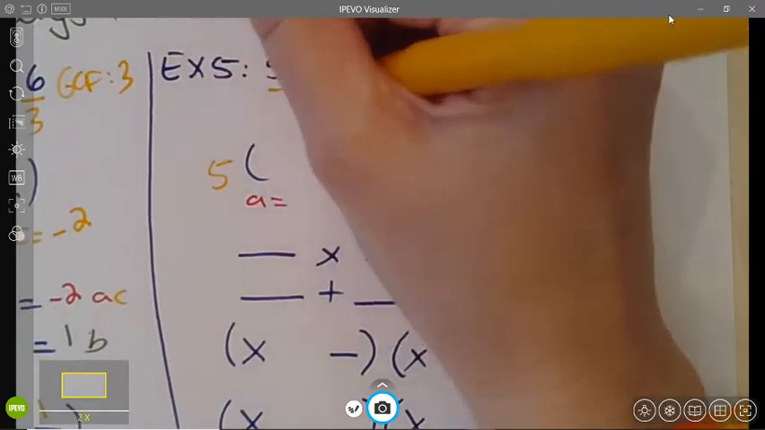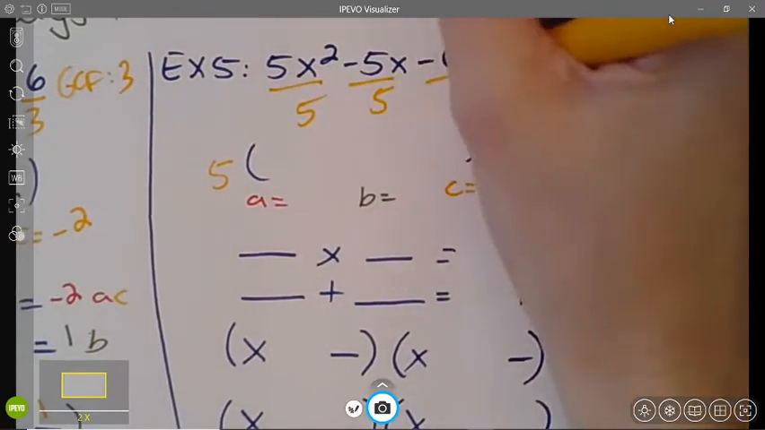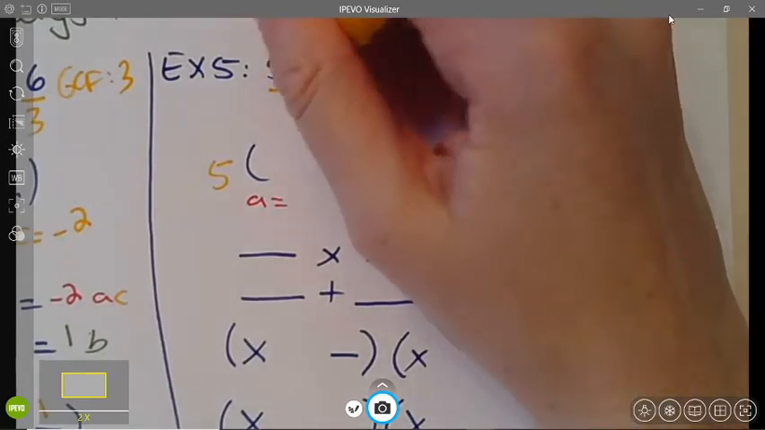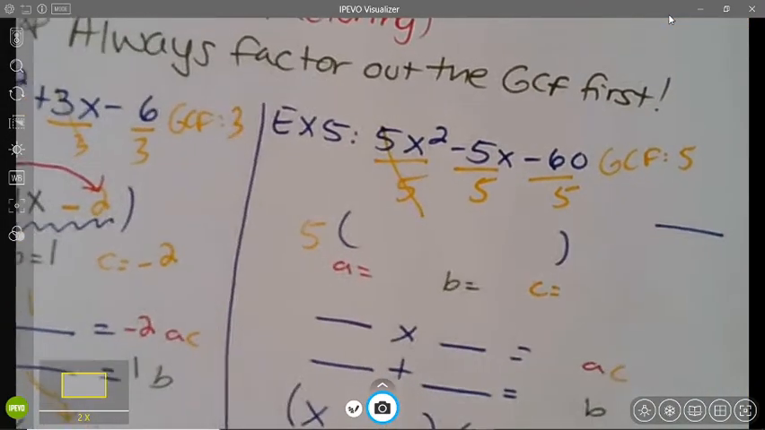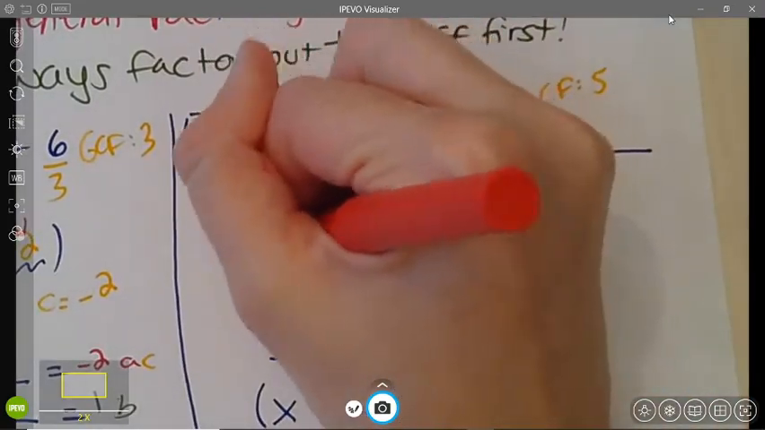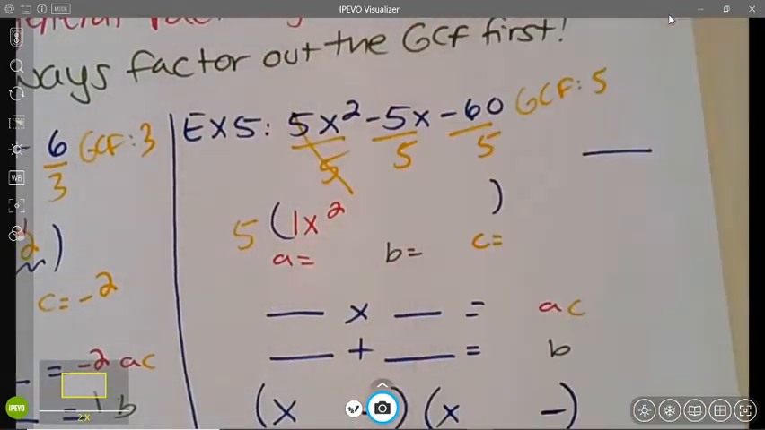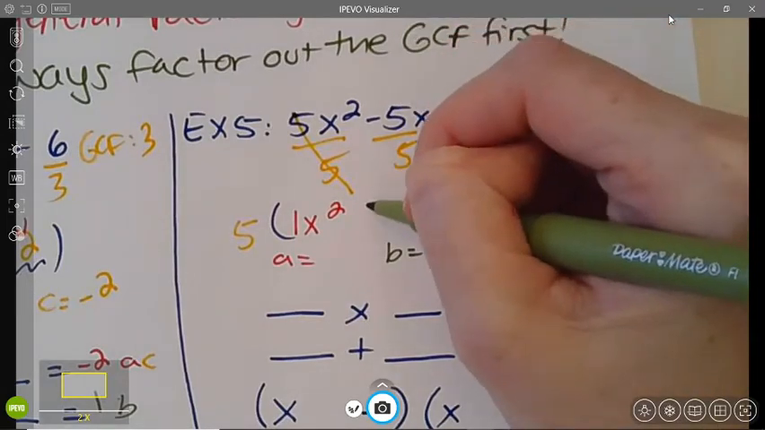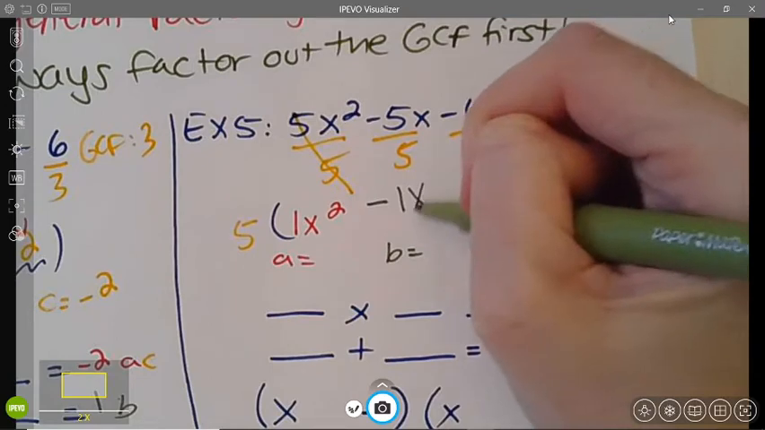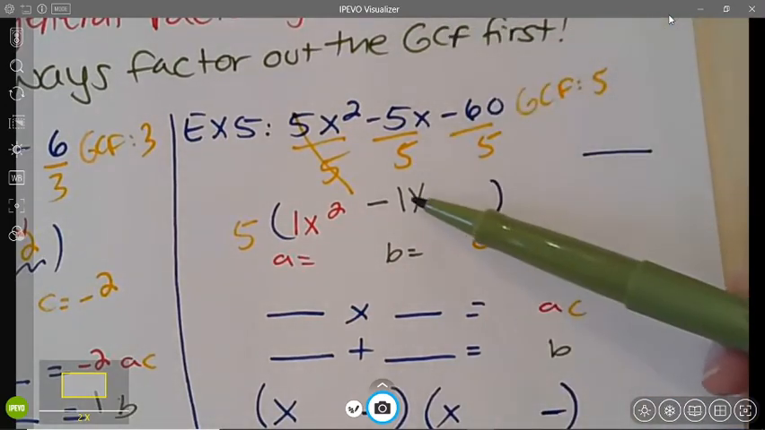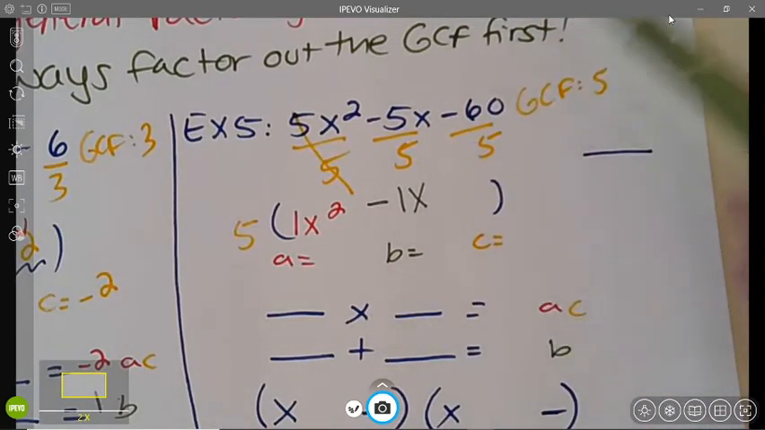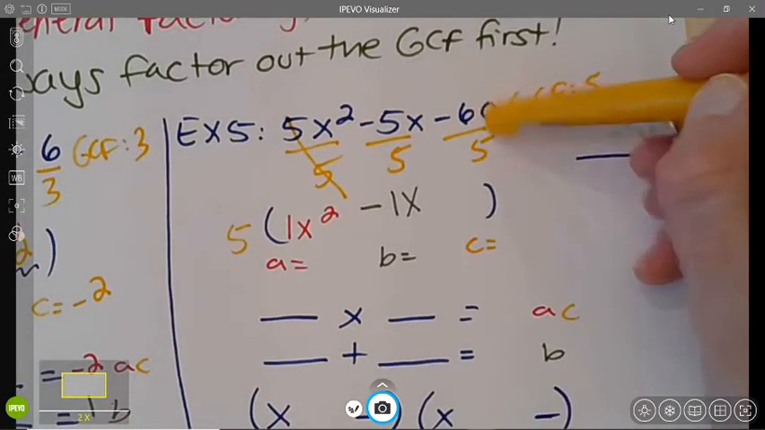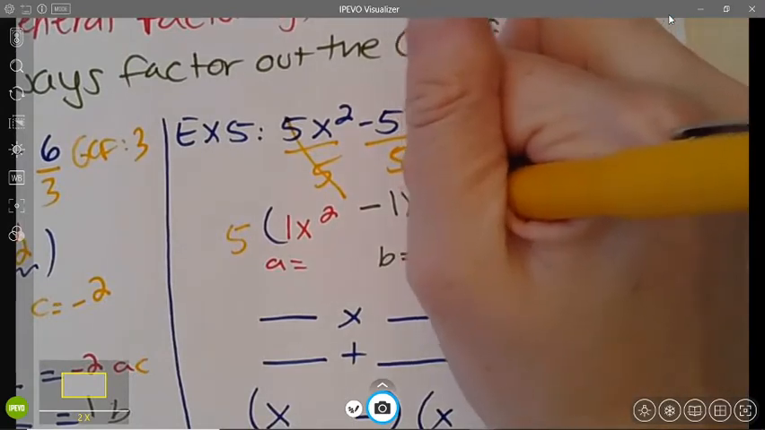Okay, so I'm going to divide every single term by the 5. 5x squared divided by 5, well, the 5's will cancel, so you're left with x squared or just 1x squared. Then negative 5x divided by 5 is negative 1x, so you can just bring down that x. You could write this as negative 1x or just negative x. It really is up to you. And lastly, negative 60 divided by 5 is negative 12.